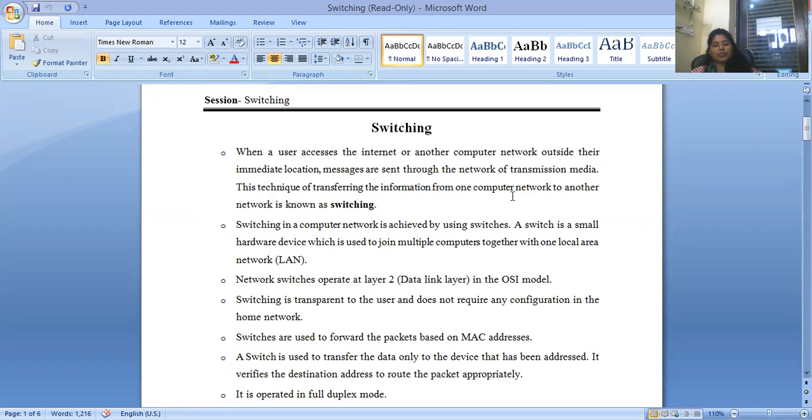A switch is transparent to the users and doesn't require any configuration in the home network also. Switches are used to forward packets based on the MAC address. A switch is used to transfer the data only to the device that has been addressed. It verifies the destination address to route the packet appropriately. It also operates in full duplex mode.